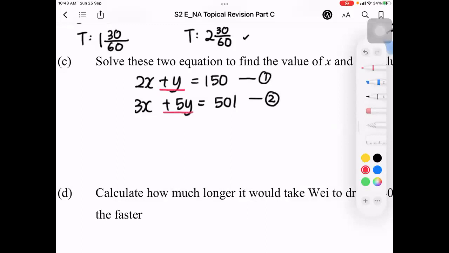Teacher, why did teacher get 2x plus y equals 150? Oh, is it 180 or 150? I copied wrongly. 180. Okay, thank you very much. Luckily you told me. If not, I would have solved already and they would all be wrong.